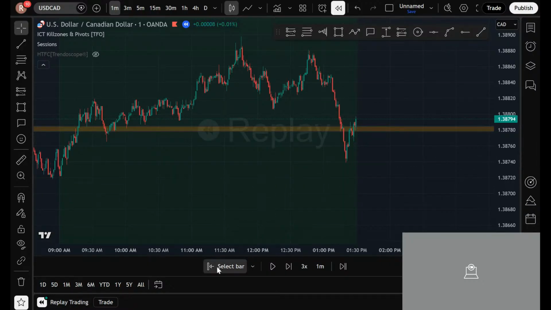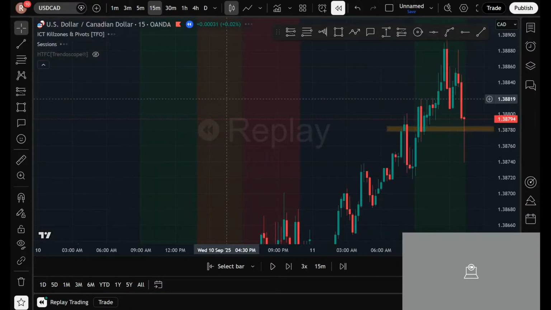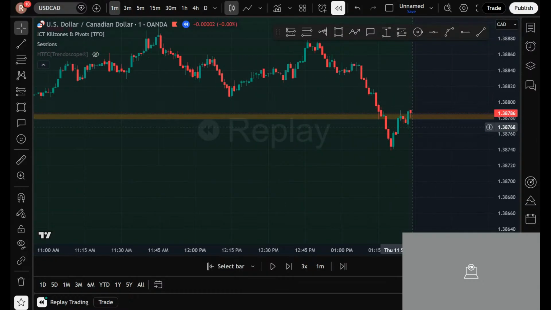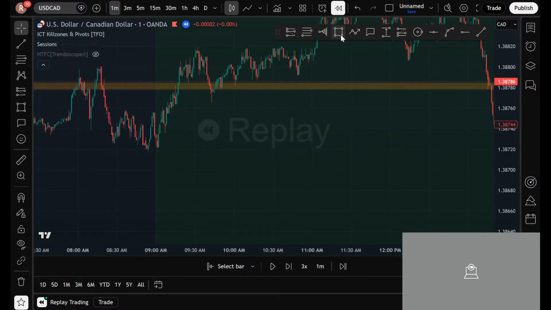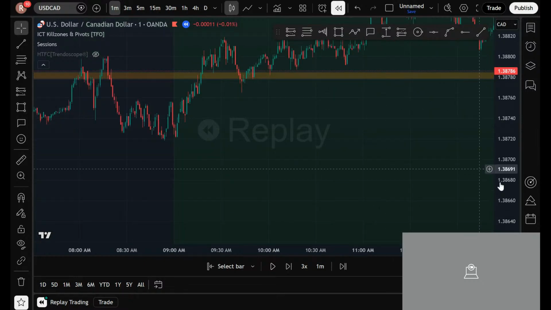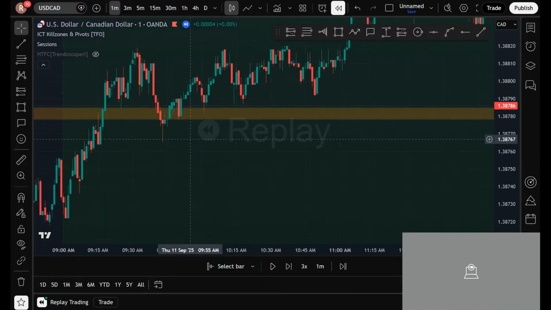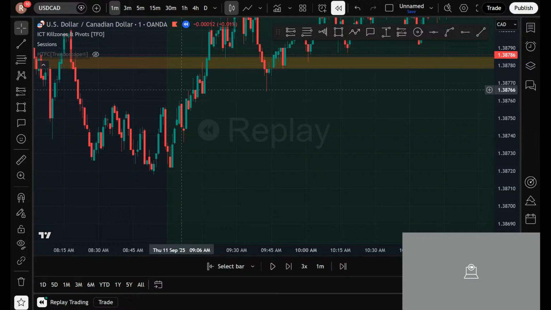15 minutes. Let's see how this 15 minute closed. This 15 minute closed this candle like this. So look, this is my rejection area, right? Do you think I can enter at the order flow left? No, no, no order flow left.